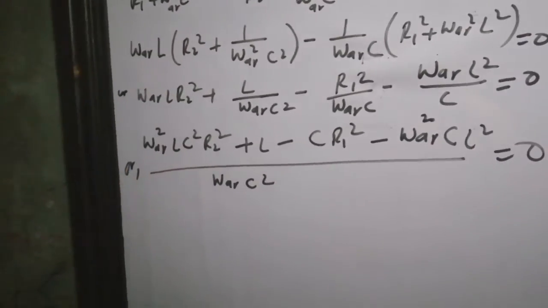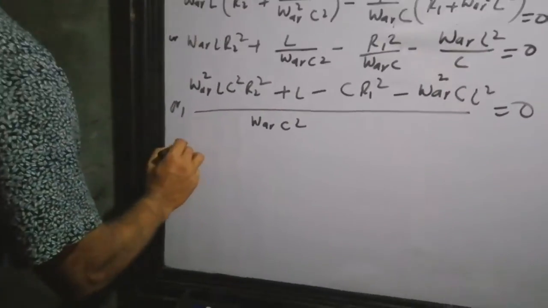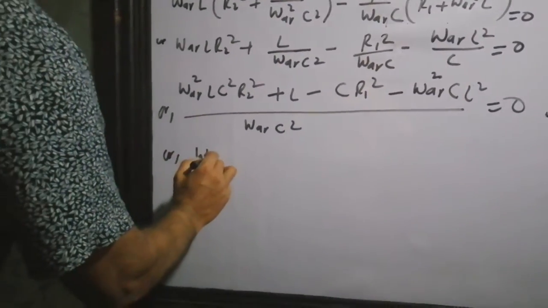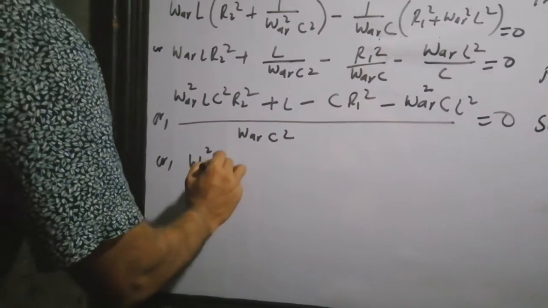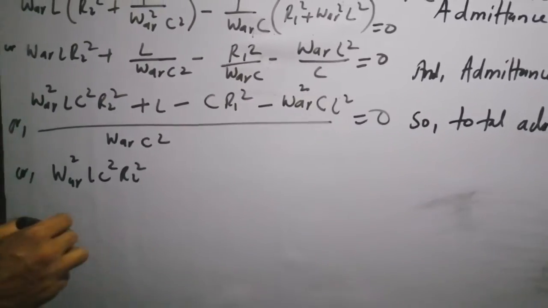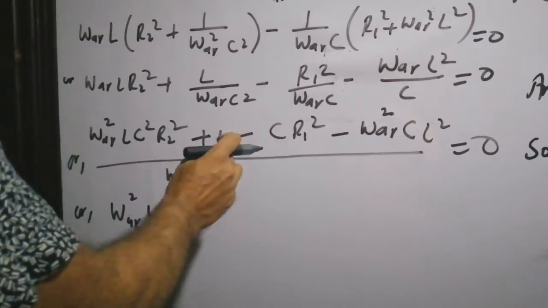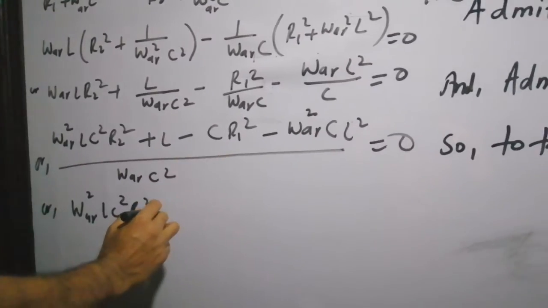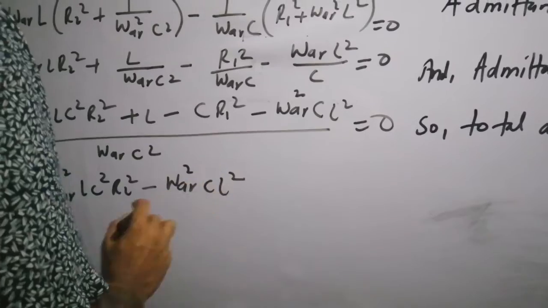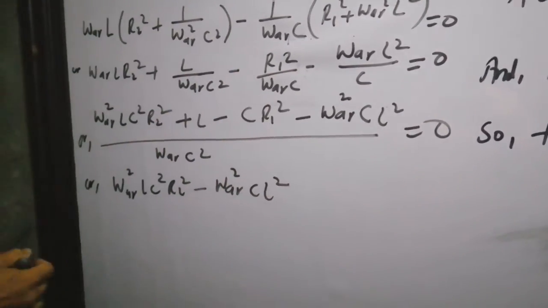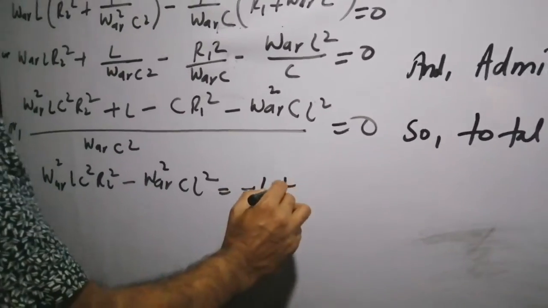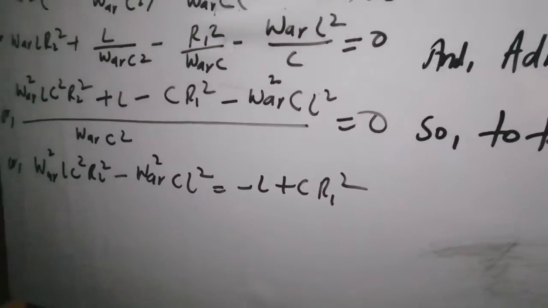And further simplification is needed here. So this term goes on that side and becomes the 0. Now we are left with omega AR whole square LC square R2 square. Okay, and so omega term see this also, and one more terms here we have AR square CL square, and remaining which term has no omega I am taking on the right side. So I got the minus CL plus C R1 square.